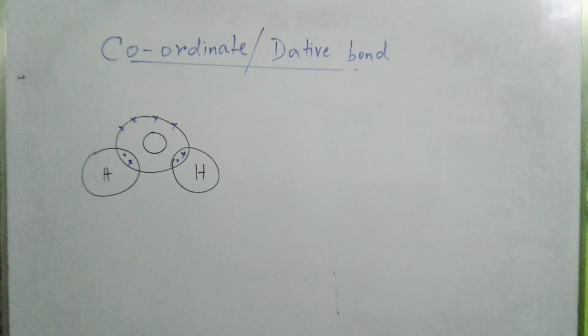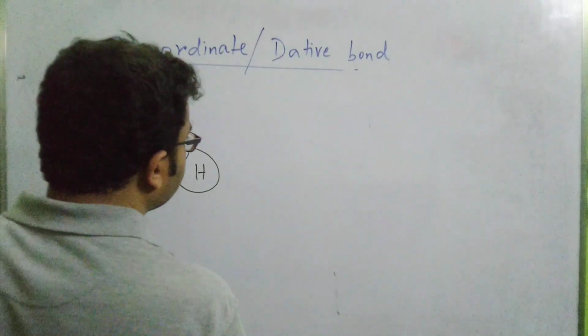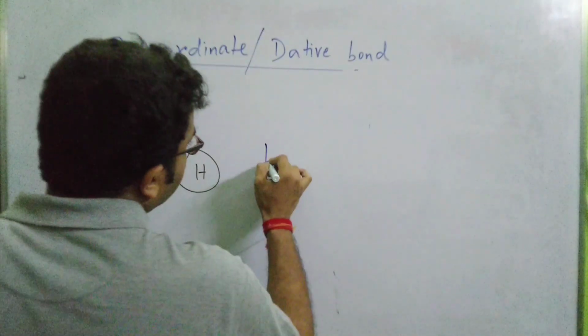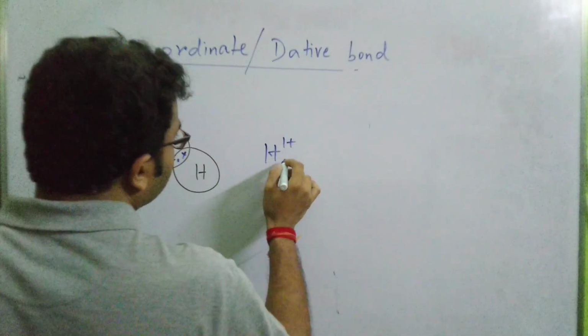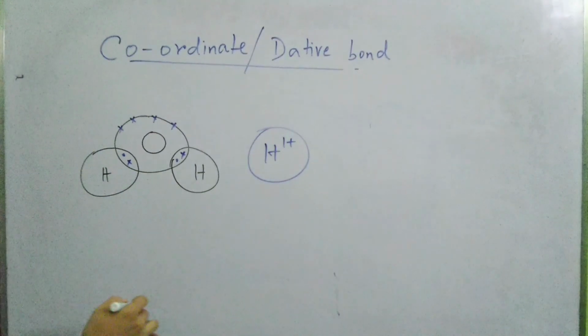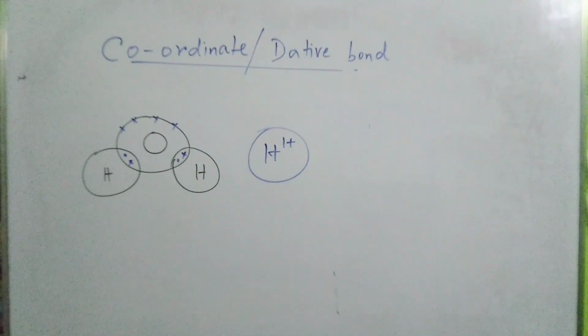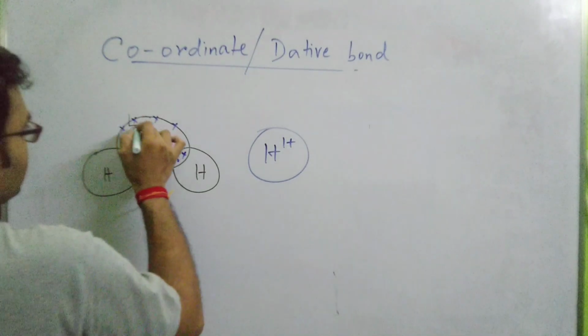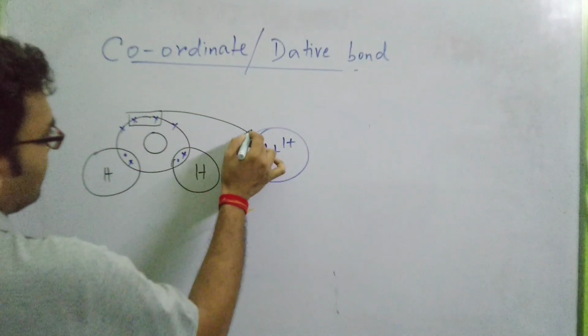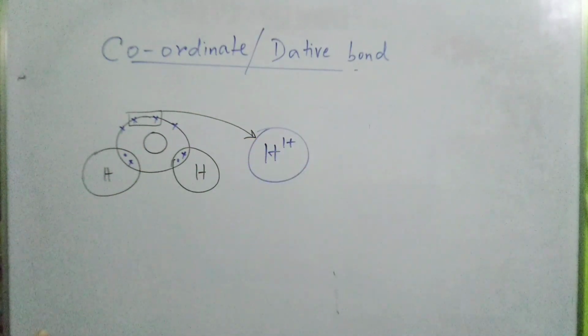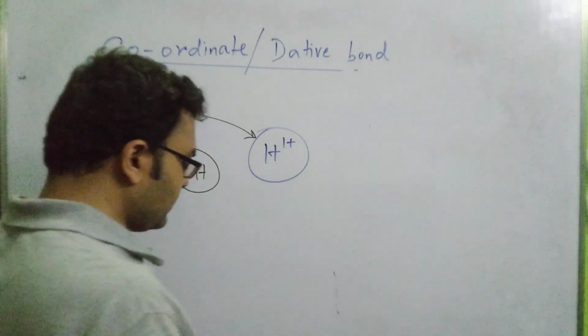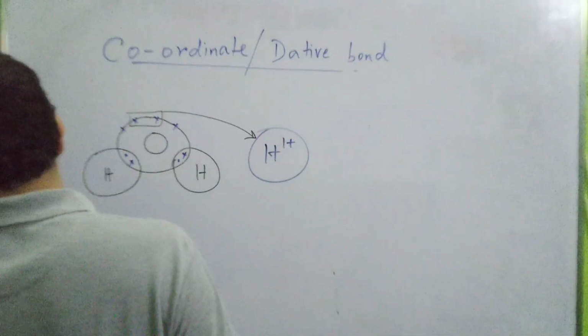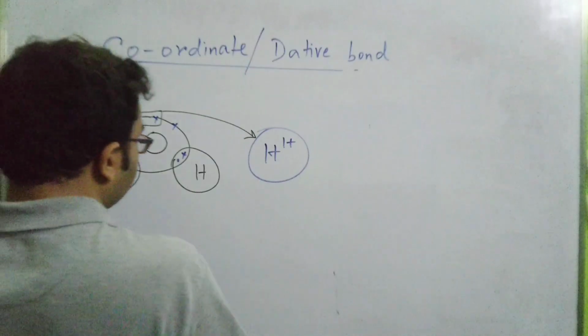Now if a hydrogen ion, H plus, comes near this structure, what happens? The oxygen atom gives away one lone pair of electrons and binds the hydrogen ion with itself. As a result, the structure becomes H3O with a positive charge.